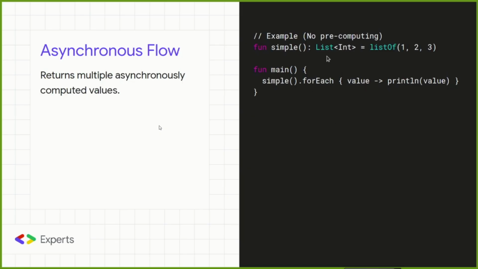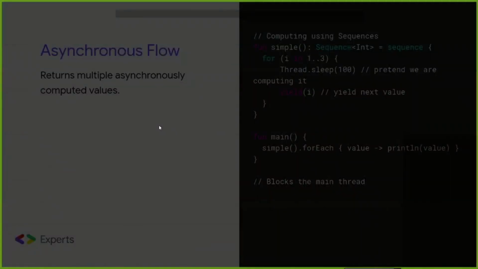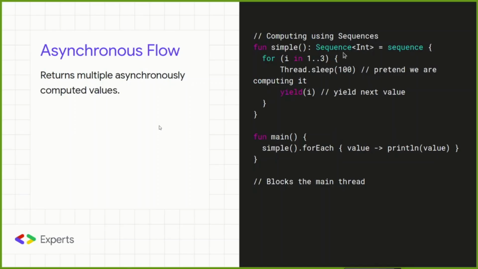Let's say we have a list. This is a simple list with 3 elements, and we're going through each value and showing it to our user. Sounds pretty simple, but what if we had to pre-compute these values? We could, for example, use sequences. So here we're using a sequence builder, and for each value we maybe use sleep. Let's say we're doing some huge computation here, and then yield the value so that the main function can take it.